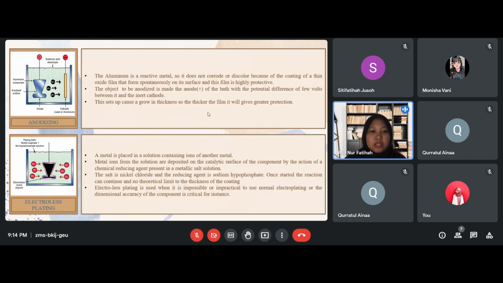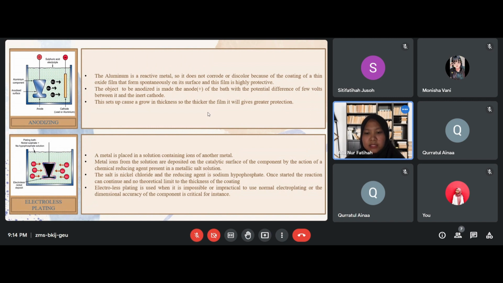Firstly is anodizing. Aluminium is a reactive metal, so it does not corrode or discolor because of the coating of a thin oxide film that forms spontaneously on its surface, and this film is highly protective. The object to be anodized is made the anode of the bath with a potential difference of a few volts between it and the inert cathode. This setup causes a growth in thickness, so the thicker the film, the greater the protection.